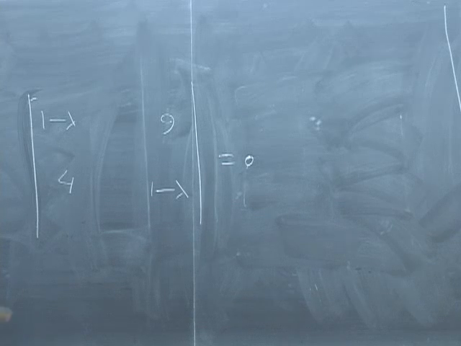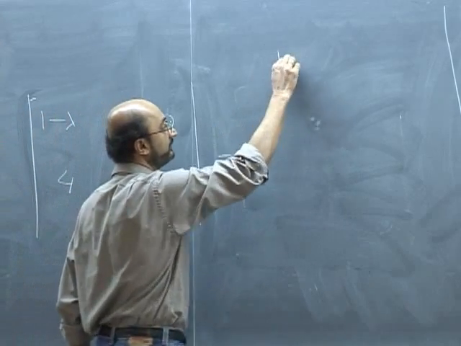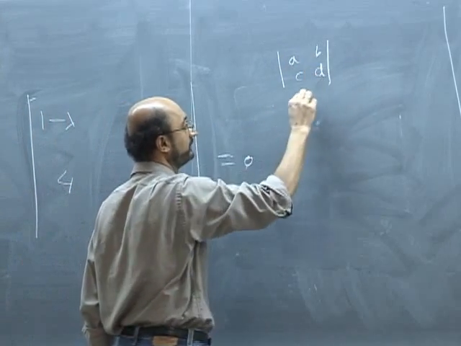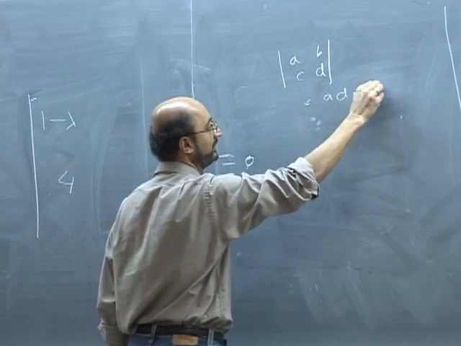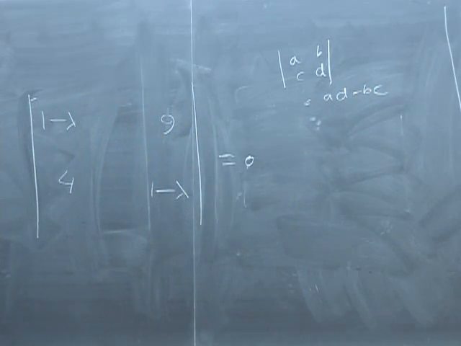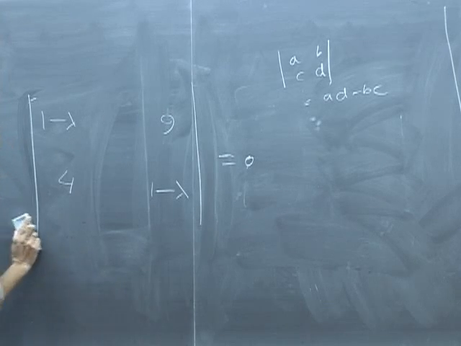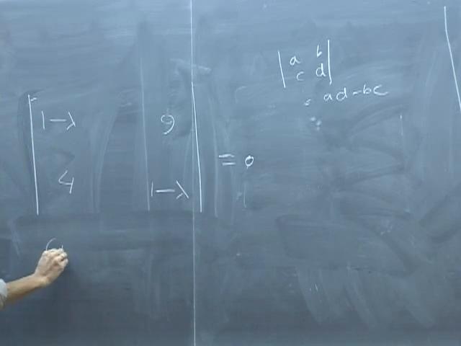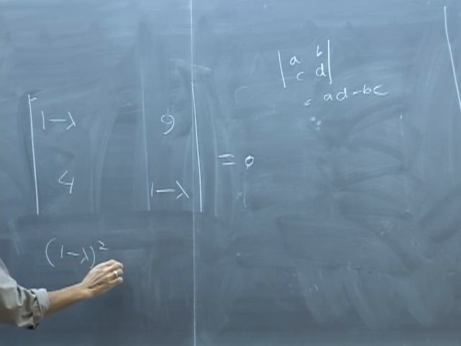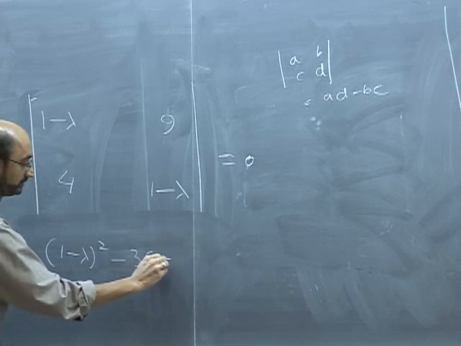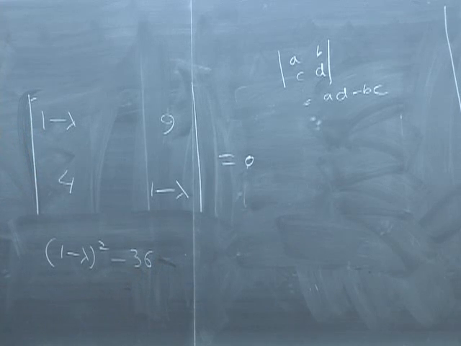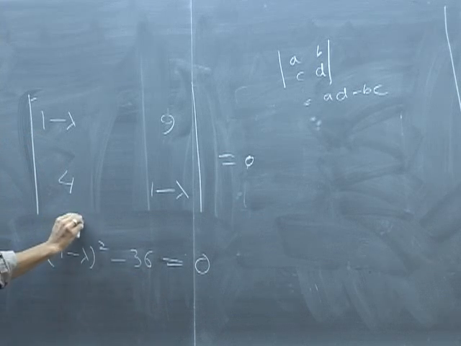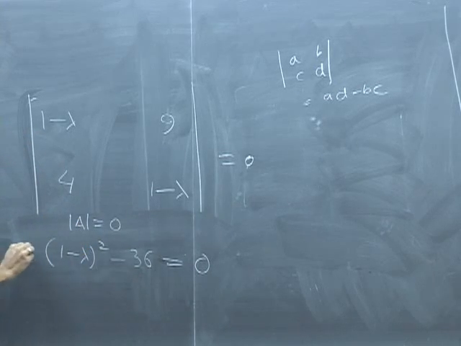Okay, so what does this give us? We can expand this. If you remember, for the determinant of a, b, c, d, it was equal to ad minus bc. That was the definition of a 2x2 determinant. So if you do this, we end up with the determinant being (1 minus lambda) squared minus 36, and this is equal to 0, because we said that determinant A equals 0. This implies (1 minus lambda) squared minus 36 equals 0.